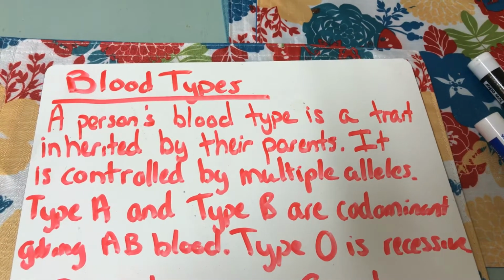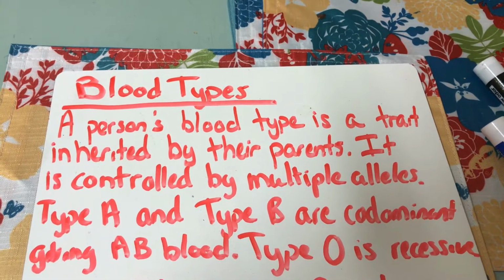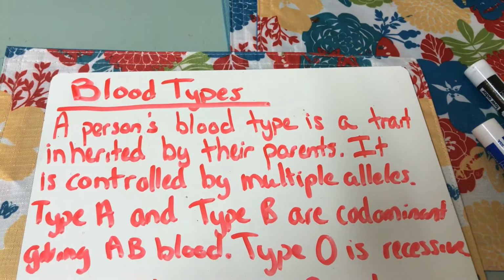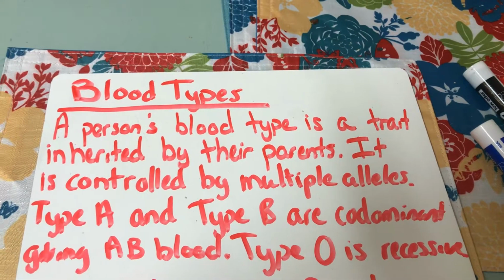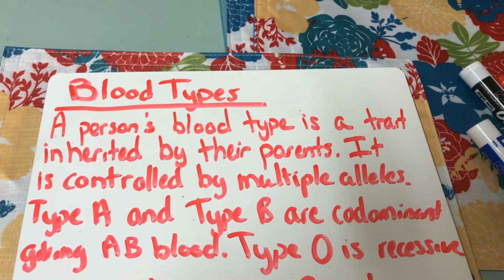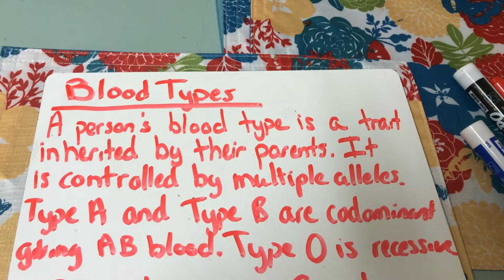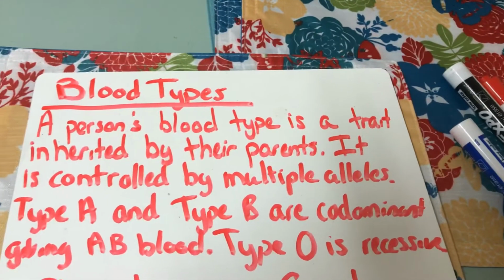Okay guys, I'm going to try and explain blood typing to you in the best way that I can, and the easiest way that I can without being with you. So a blood type, I have some notes here. A person's blood type is a trait that is inherited from their parents.